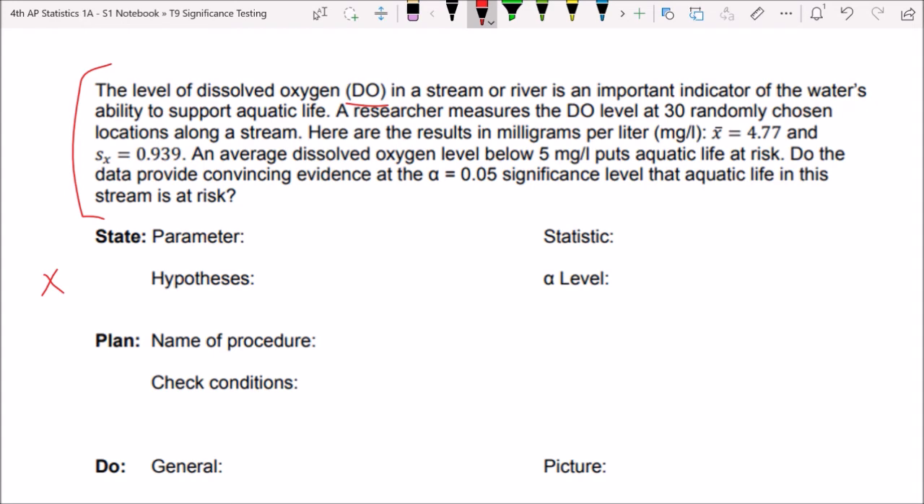Okay, let's fill out our stuff here. We need our parameter. Our parameter is going to be mu, which is the average dissolved oxygen in this stream.